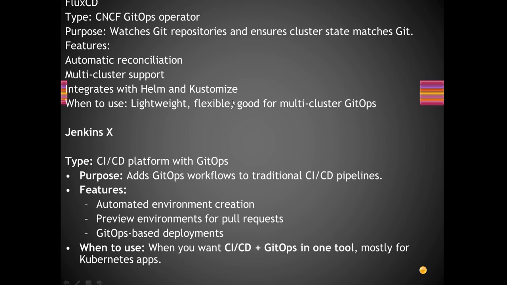Another tool is Jenkins X. This is a CI/CD platform with GitOps. The purpose of Jenkins X is to add a GitOps workflow to the traditional CI/CD pipeline. Features of Jenkins X: automated environment creation, preview environments for pull requests, and GitOps-based deployment. So when can we use it? If you want CI/CD plus GitOps in one tool, mostly for Kubernetes apps, it can be used.